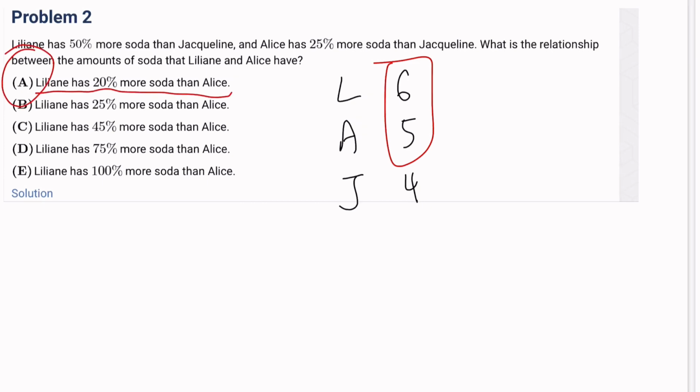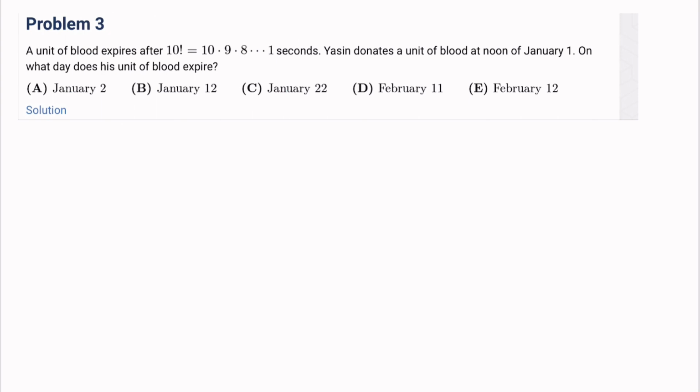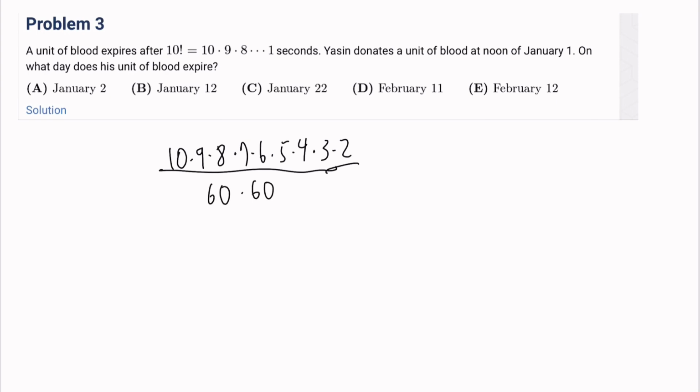The answer is A. Number 3, a unit of blood expires after 10 factorial seconds. Yazin donates a unit of blood at noon of January 1st. On what date does this unit of blood expire? First, 10 factorial is 10 times 9 times 8, 7, 6, 5, 4, 3, 2, and I won't do the 1. Then we divide by the seconds in a day: 60 seconds is a minute, 60 minutes is an hour, and 24 hours is 1 day.